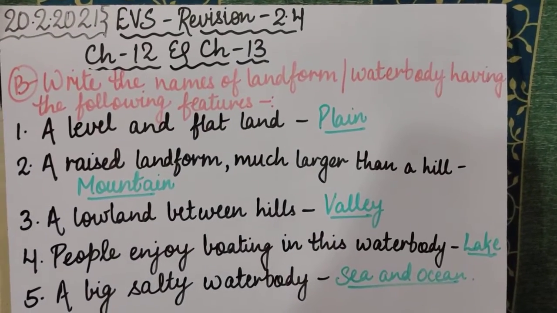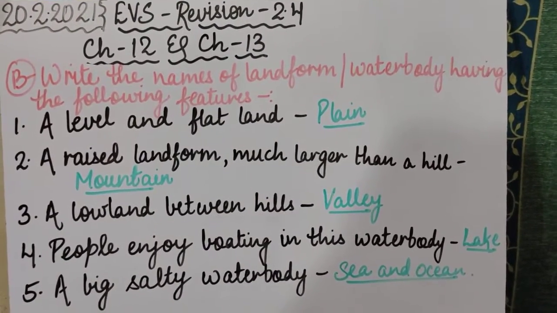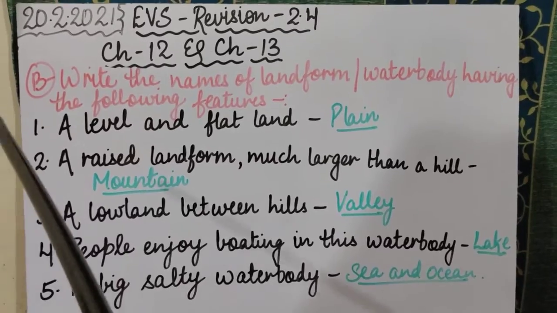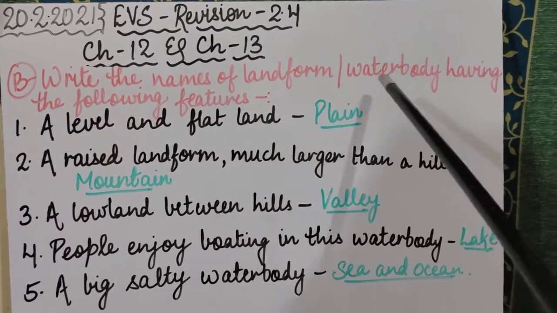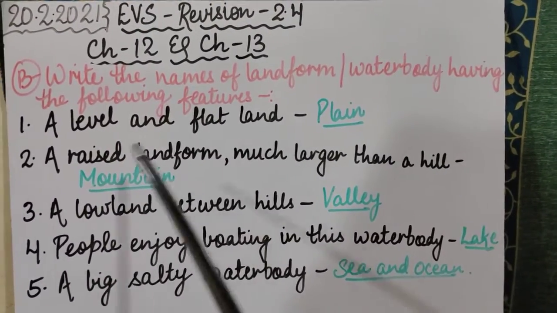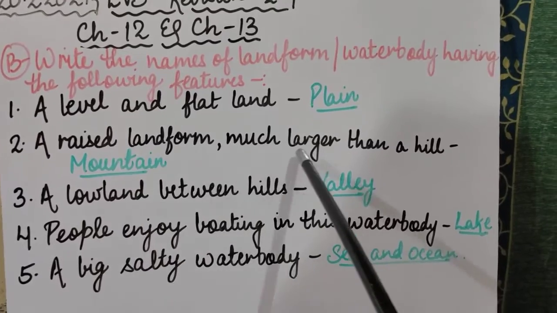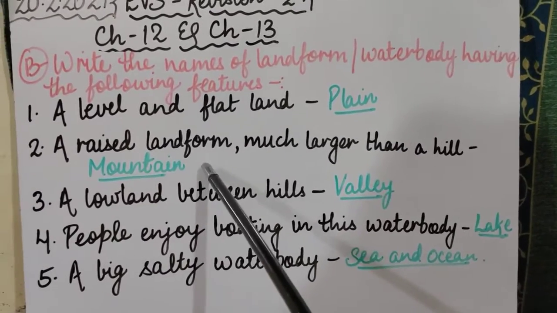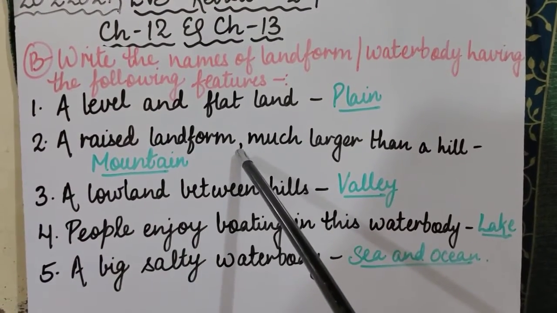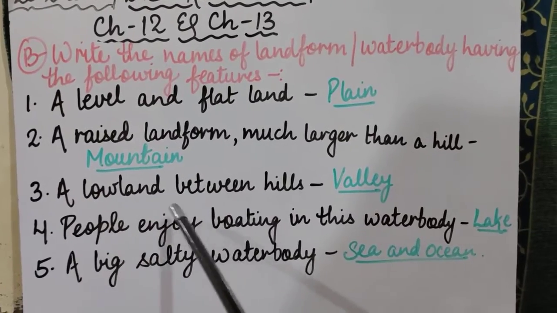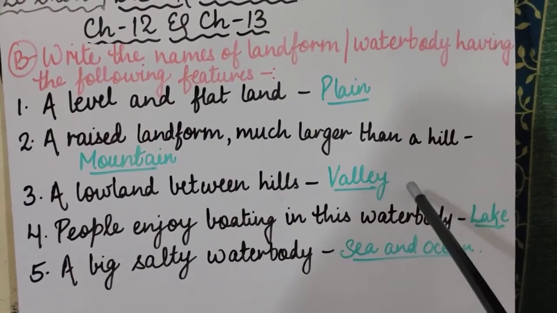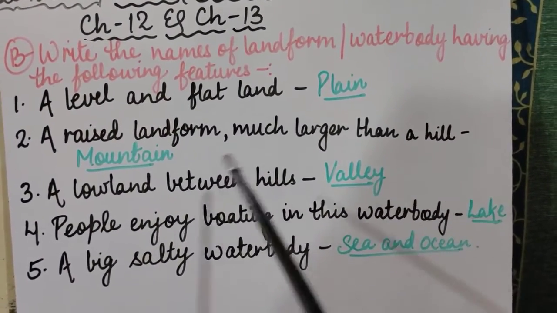Once again I am repeating, so please listen to it carefully. First one, a level and flat land, that is plain. Second is a raised landform much larger than a hill. Answer is mountain. Third is a low land between hills. Answer is valley.